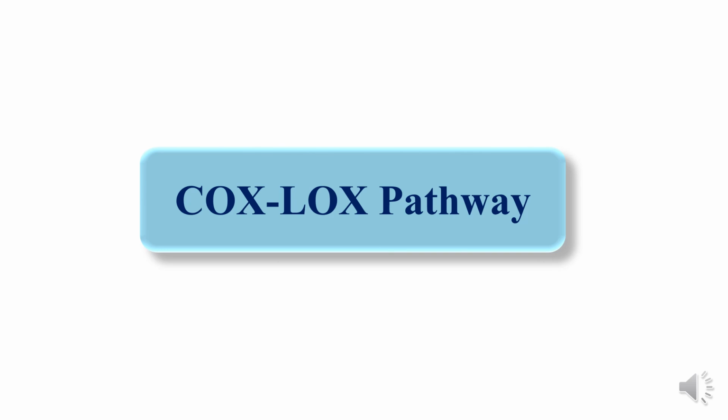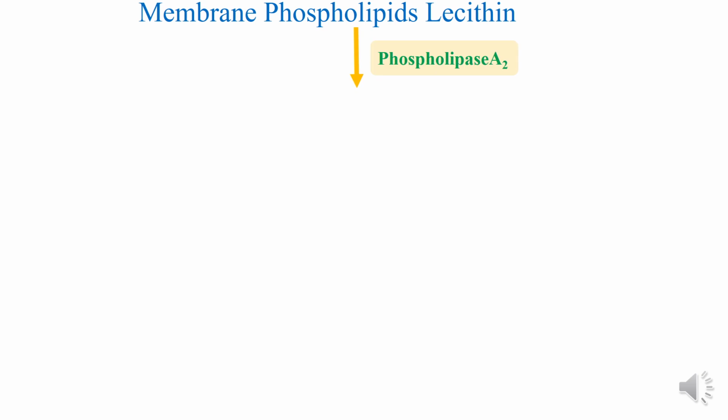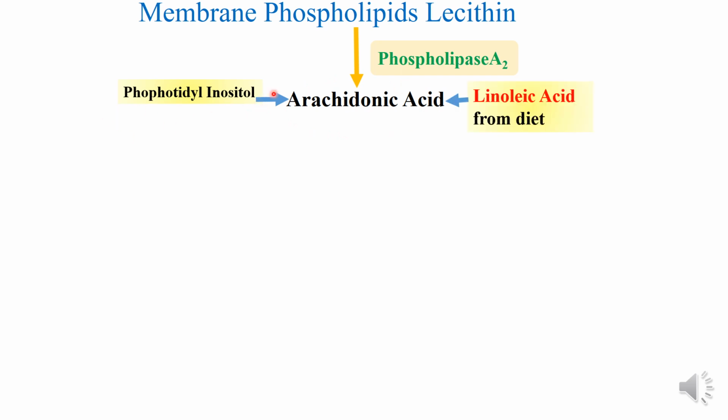The COX-LOX pathway. So let us look at the COX-LOX pathway in detail. So now let us look at the COX pathway in detail. Membrane phospholipid lecithin, under the action of phospholipase A2, will first release arachidonic acid, and this arachidonic acid can also be derived from phosphatidylinositol or from linoleic acid, which is obtained in the diet. So these are the sources of arachidonic acid, that is the membrane phospholipid lecithin, phosphatidylinositol and linoleic acid.